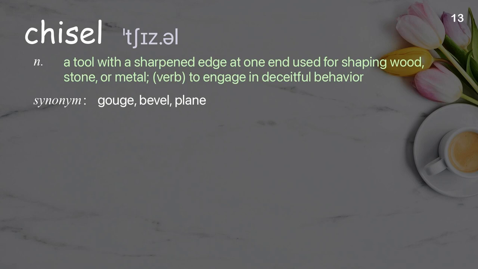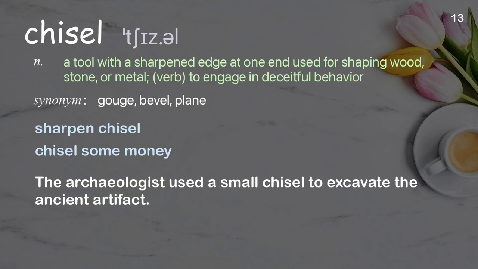Chisel. A tool with a sharpened edge at one end used for shaping wood, stone, or metal. Verb, to engage in deceitful behavior. Examples. Sharpen chisel. Chisel some money. The archaeologist used a small chisel to excavate the ancient artifact.